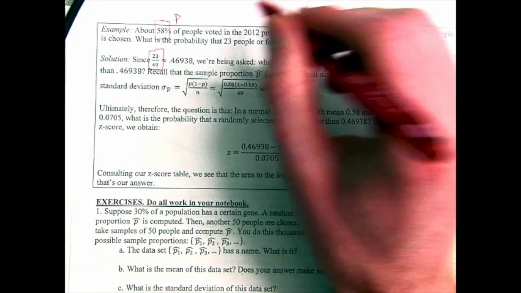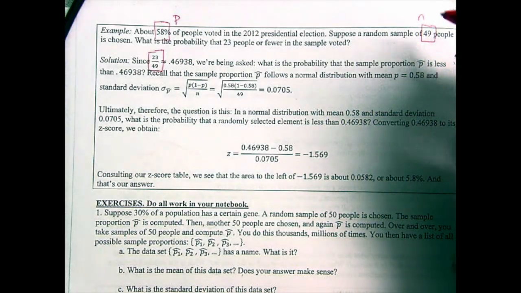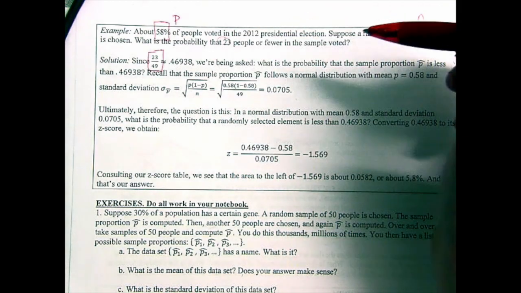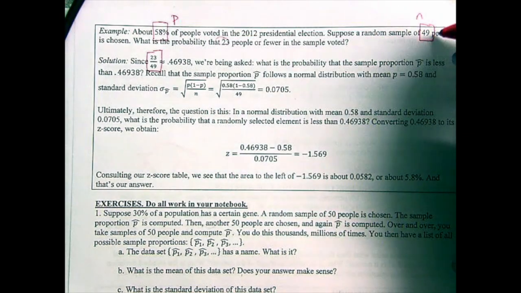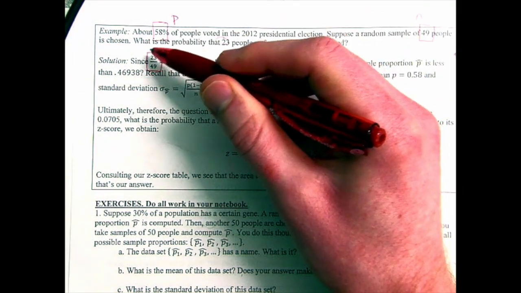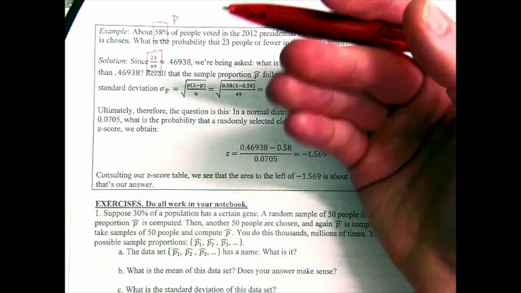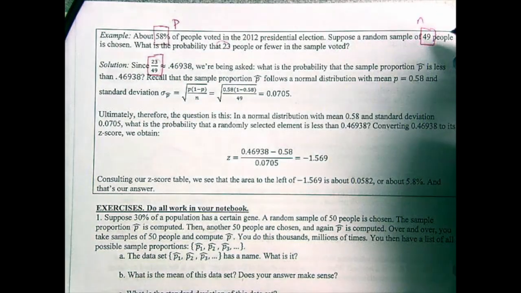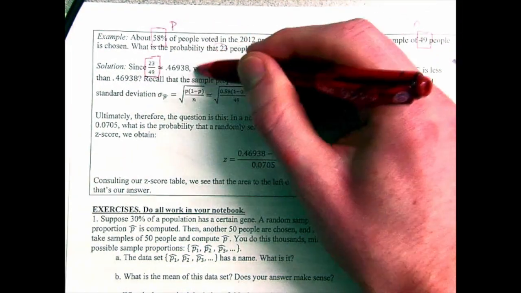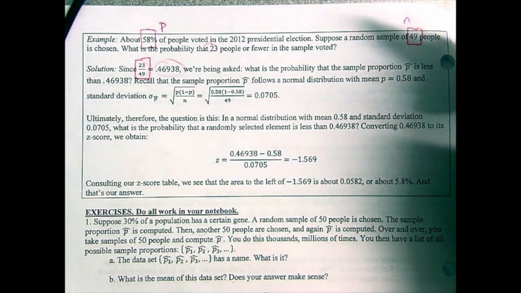So what I want to convince you of is the fact that if out of your 49 people, exactly 23 of them voted, then your sample proportion would be 23 out of 49. Does that make sense? The sample proportion is a percentage. So if 23 out of the 49 people voted, then your sample proportion would be 23 out of 49, which as a decimal is 0.46938, so about 46.9%.